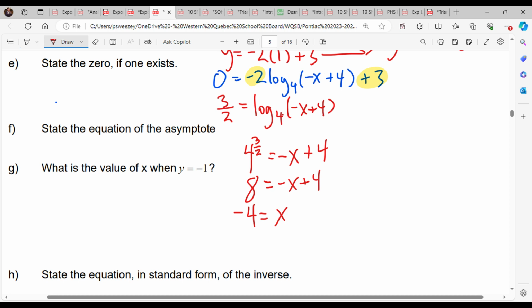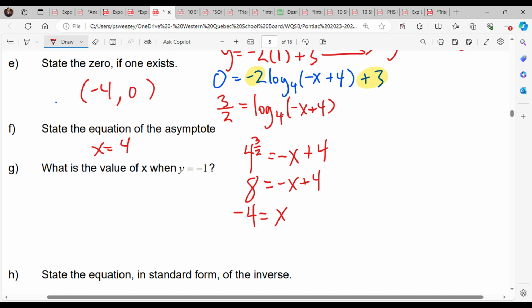State the 0 if 1 exists. We said this guy here is going to be -4 and 0. I put that one down. The equation of the asymptote we know is actually in this case going to be the +4. So x is equal to 4. This one I'll have you just try on your own.